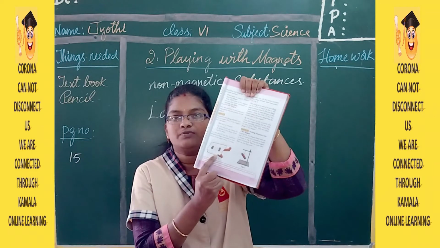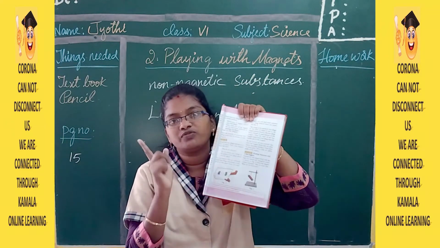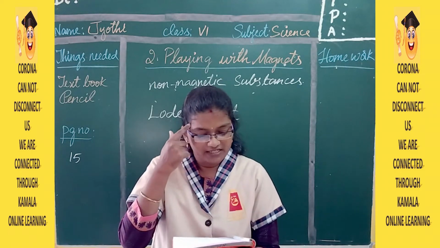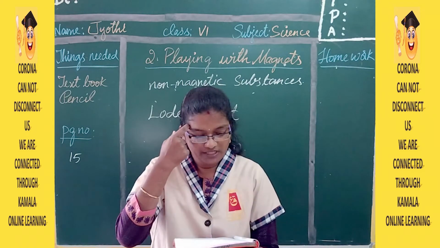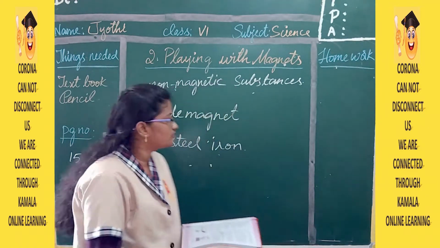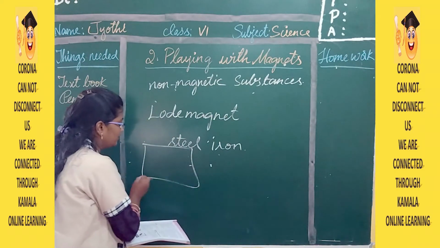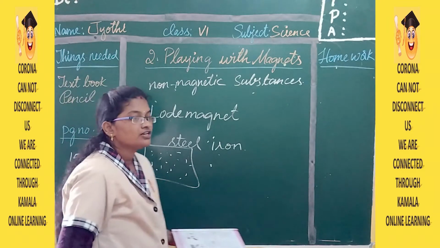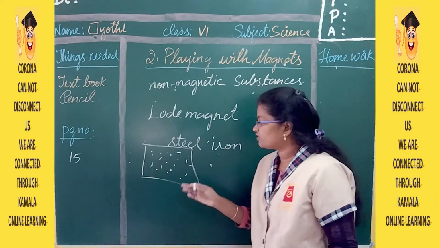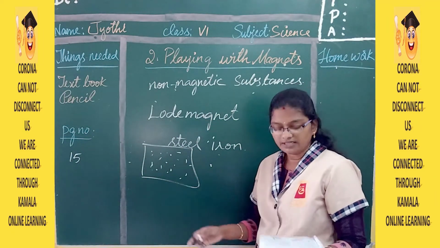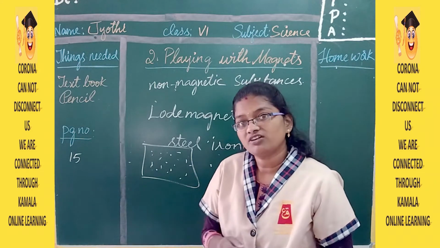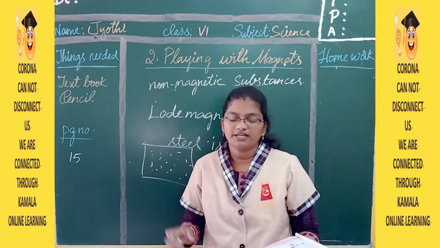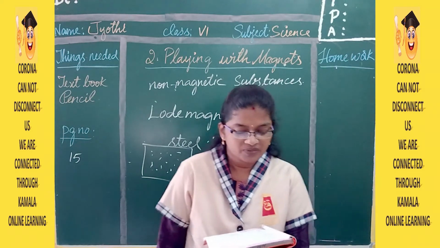So here you can see in the picture, by looking at the picture only you will get an idea what they are doing, right? Spread some iron filings uniformly on a sheet of paper. So you have to take a sheet of paper and put all the iron filings. If you don't have iron filings, you can put pins here and there. Or if pins are not there, take any 10 to 15 safety pins and put them here and there on a sheet of paper.